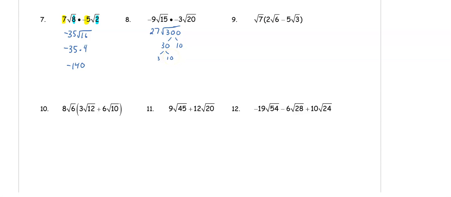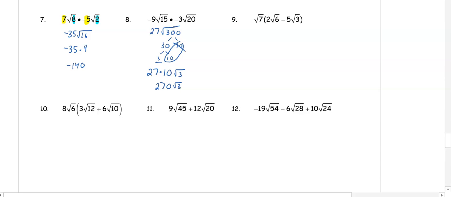Now, usually we want prime factors, but if you see a pair already, you can use that pair. So we see that 10 is our pair, so we're going to bring 10 out front with the 27, and we have that 3 left under the radical, so this would be 270 root 3.